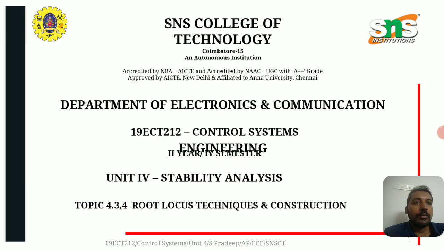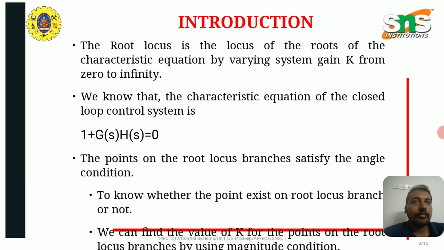This video shows the stability analysis using root locus techniques. The root locus is the locus of the roots of the characteristic equation by varying system gain k from 0 to infinity. We know that the characteristic equation of the closed loop control system is 1 plus G(s)H(s) equal to 0.